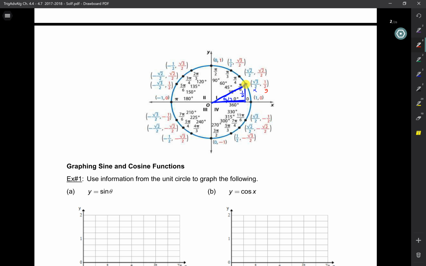Now, let me ask you another question. This is an angle of 30 degrees. What is the sine of 30 degrees, based on that triangle? 1/2. And how about the cosine?